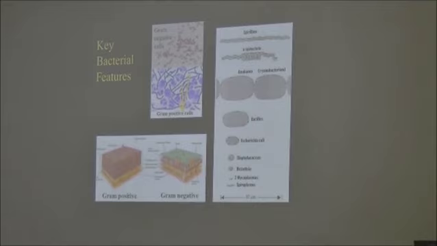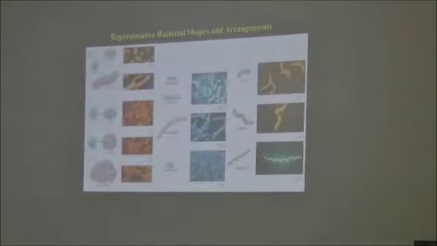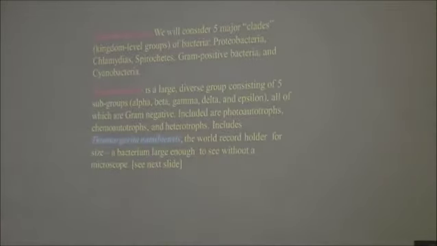And then you get a size comparison there of some of the range of the things that we're talking about. There's also the shapes of the cells and how they cluster together. Cocci and bacilli and spirilla and spirochetes, all the different shapes there, and then a few variants of that.